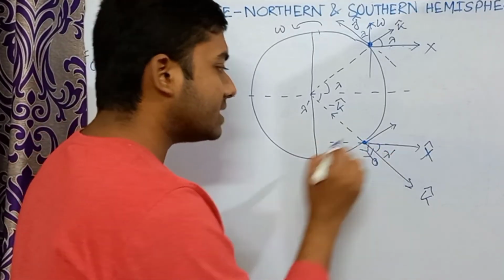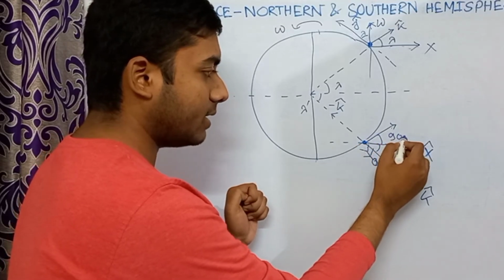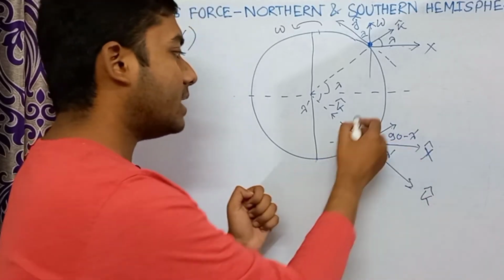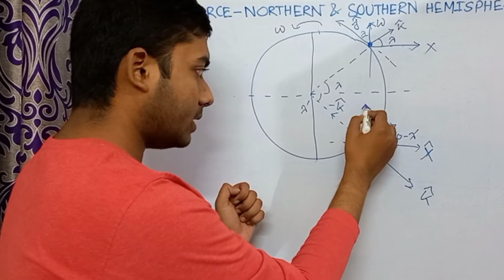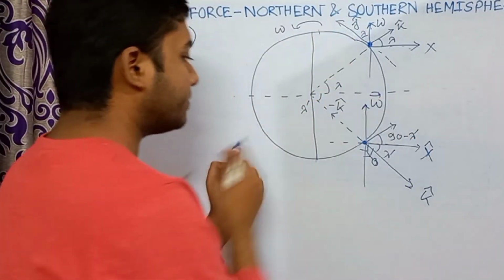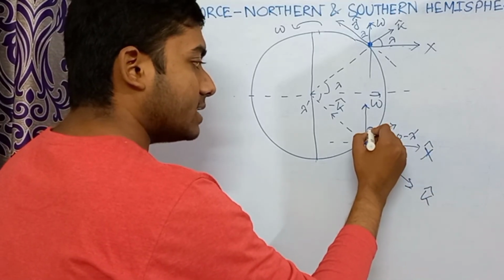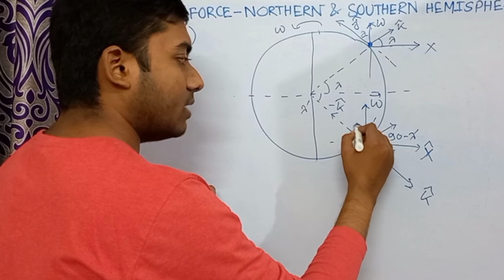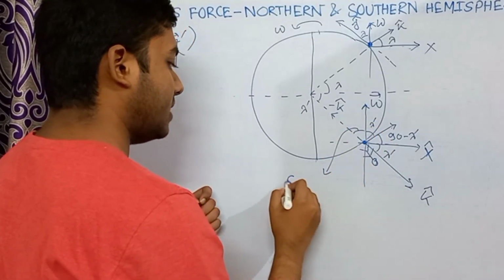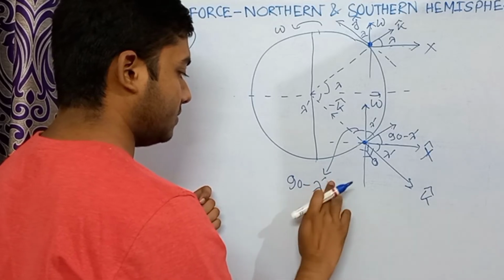Okay, so if this angle is lambda dash, then this angle will be 90 minus lambda dash, so this is 90 minus lambda dash, and here it is our omega vector. Omega will be same as previous, so this is our omega vector. So if this angle is 90 minus lambda dash, then this angle is lambda dash, and this angle will be again 90 minus lambda dash.